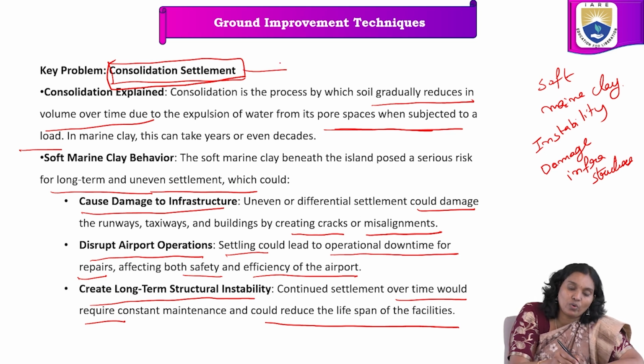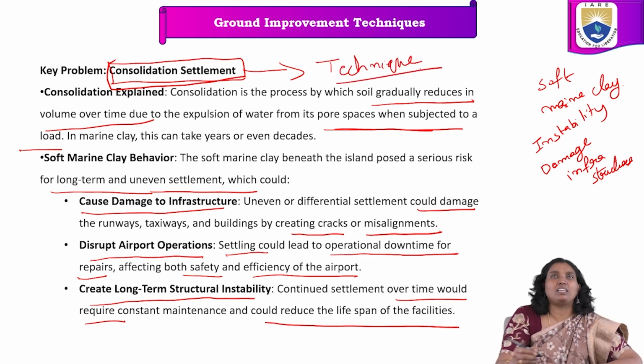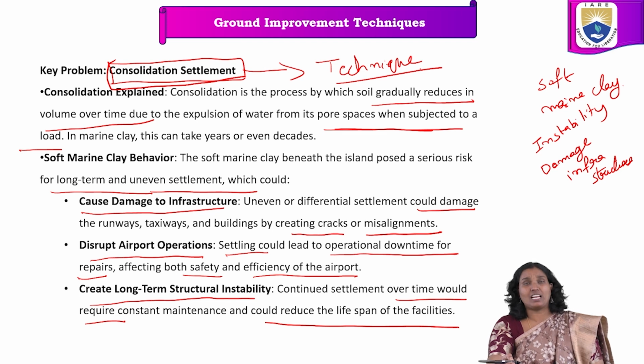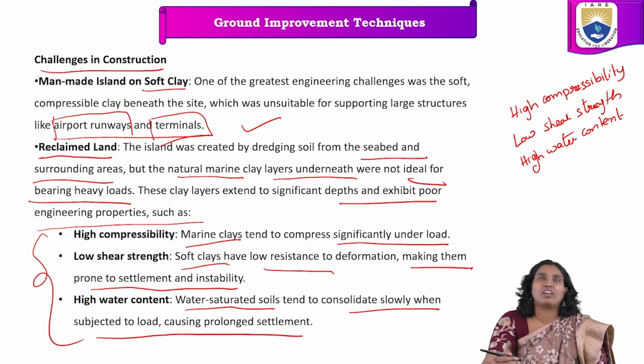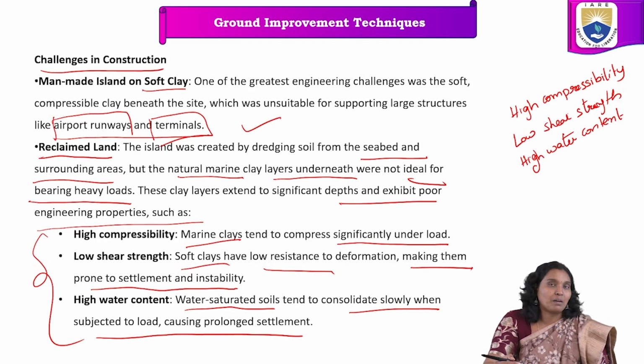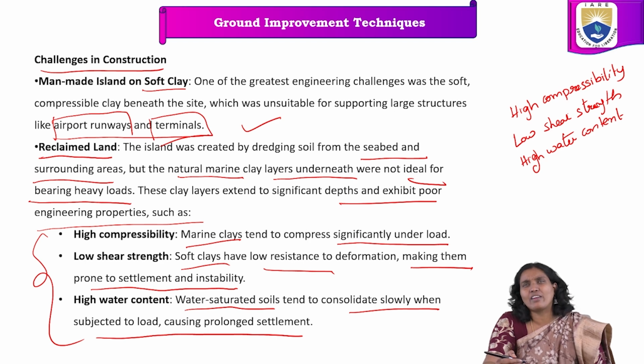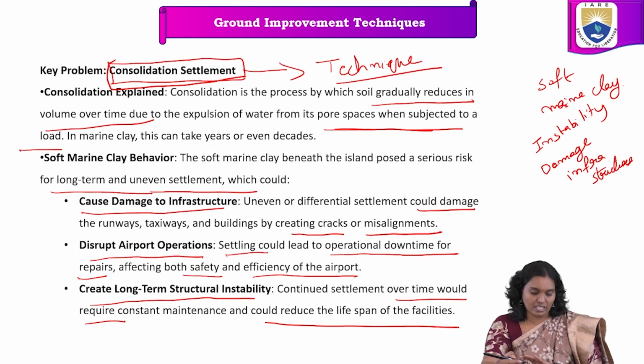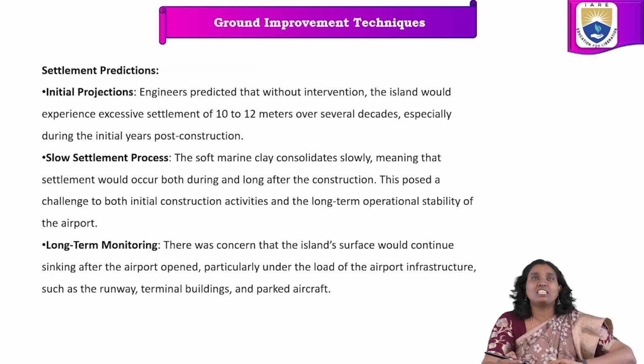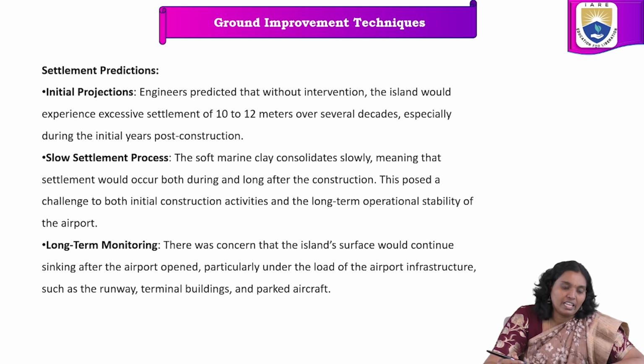From this, we are going to choose which type of technique gives better results for handling all these challenges that we understood from the previous level: high compressibility, low shear strength, high water content. So which kind of technique is suitable? Now, in settlement predictions: initial projections, slow settlement process, long-term monitoring.